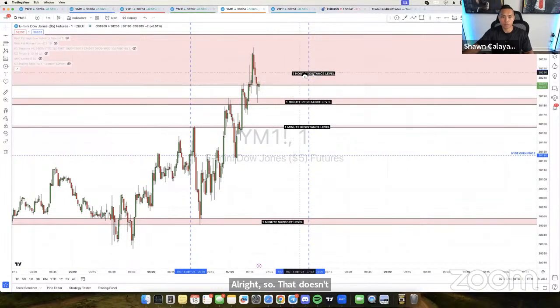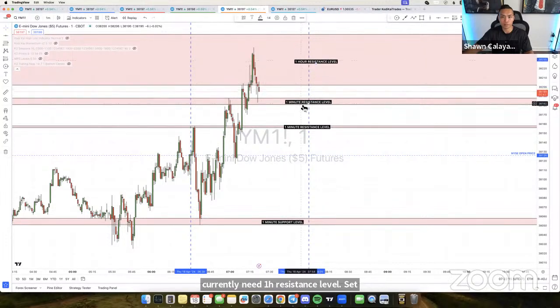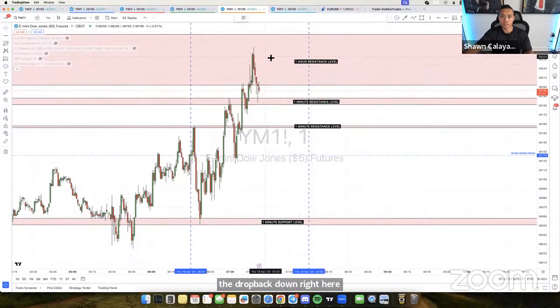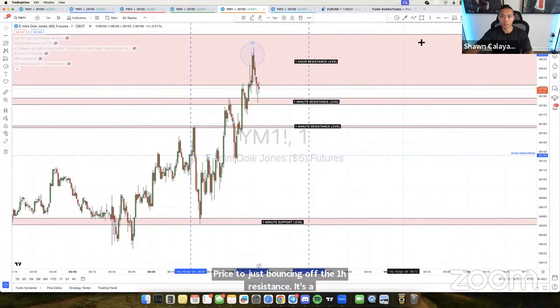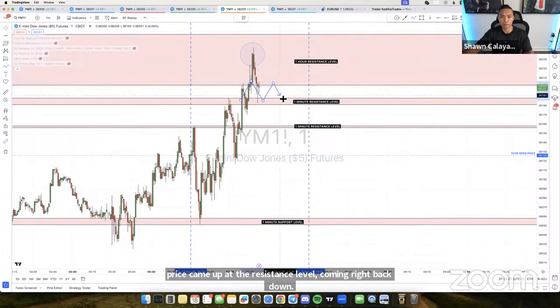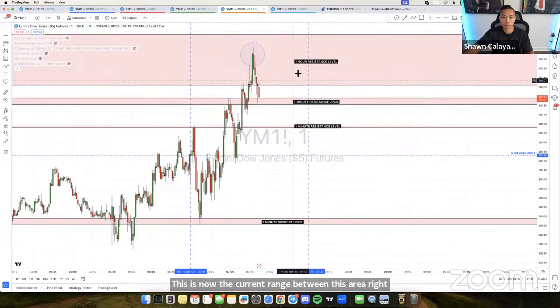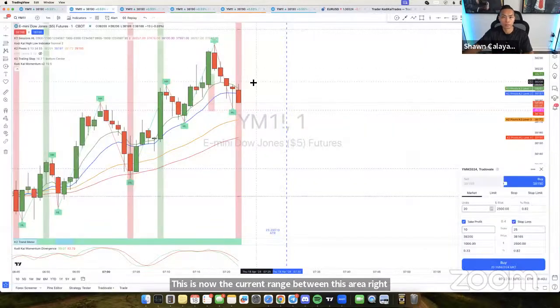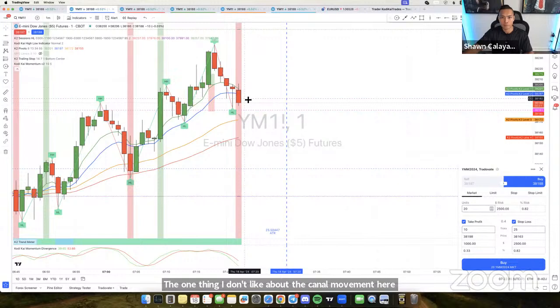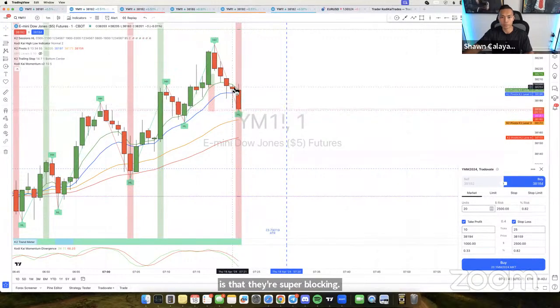Price is currently in the 1 hour resistance level. So that explains the drop back down right here. Price is just bouncing off the 1 hour resistance. So price came up, hit the resistance level, coming right back down. This is now the current range between this area right here, the little area of consolidation. The one thing I don't like about the candle movement here is that they're super blocky. So you can see how they kind of move around a little bit, like they'll get really big and then they just block up or they block down.